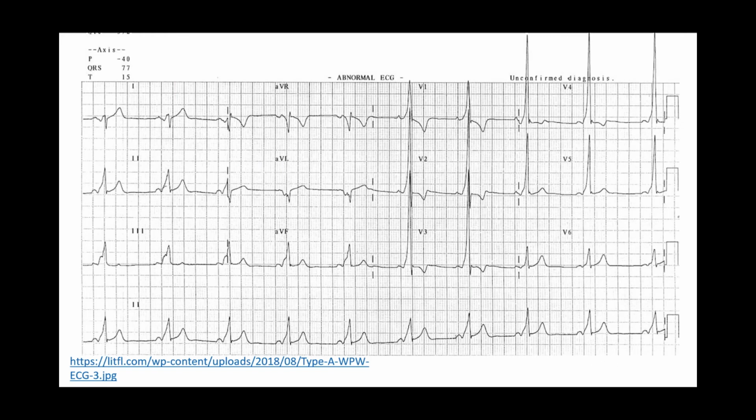This EKG is an example of Wolff-Parkinson-White syndrome. As you can see in almost any of these leads, there's definitely a shortening of the PR interval. Additionally, next to the P wave, you see this upward slurring of the QRS complex. These are your delta waves. This is commonly seen in Wolff-Parkinson-White syndrome.